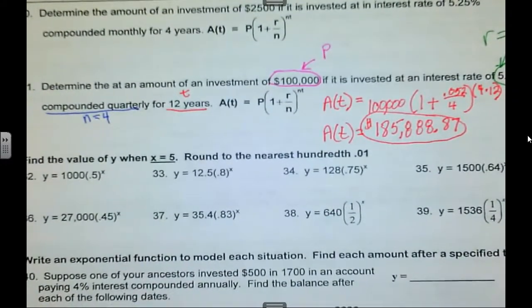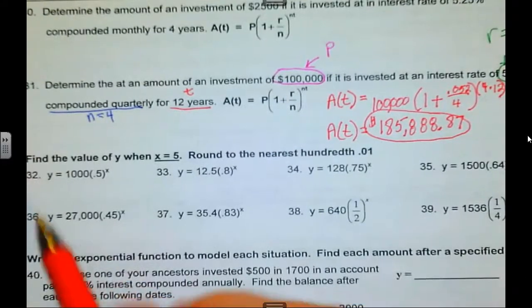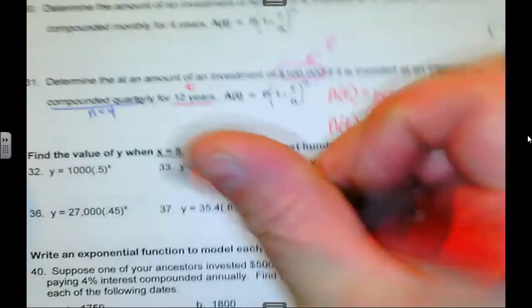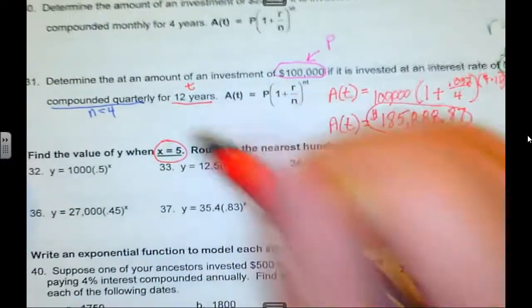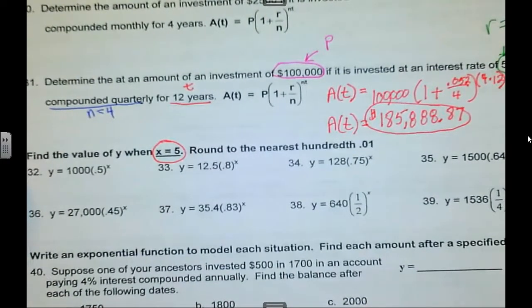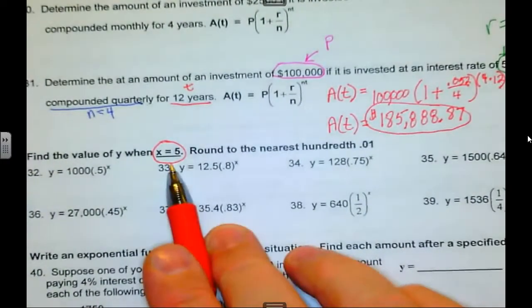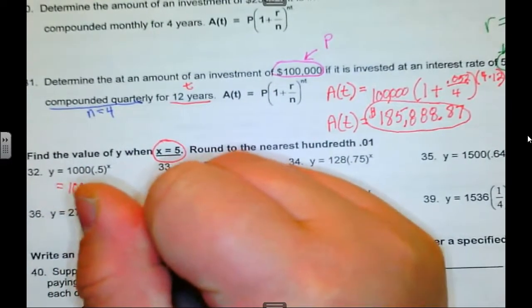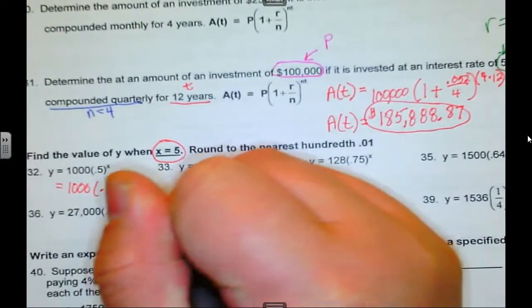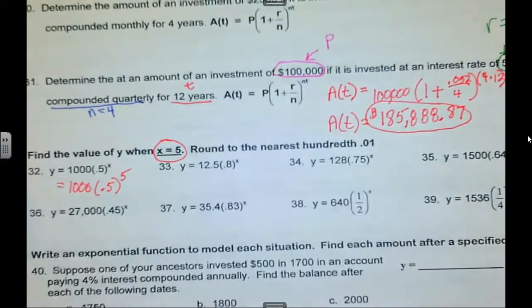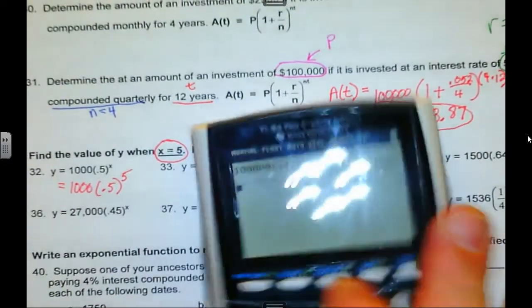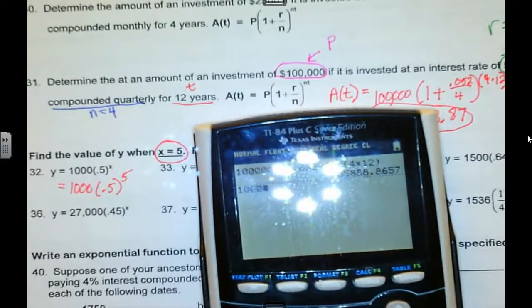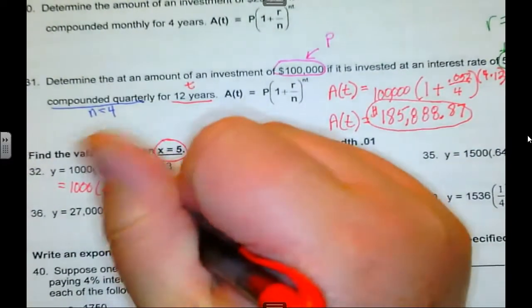Guys, remember how to evaluate? Find the value of y when they're given a value for x. All you do is substitute in that value 5 for x. So all you have to do is put it in a calculator. 0.5 raised to the 5th. $31.25.